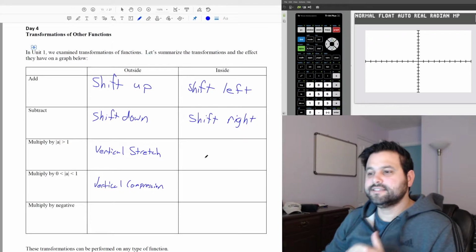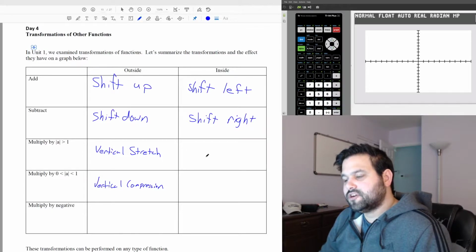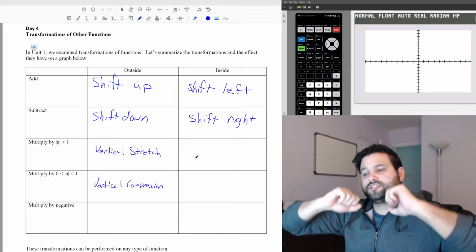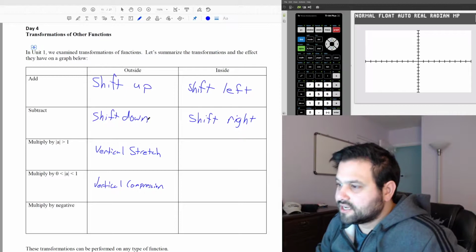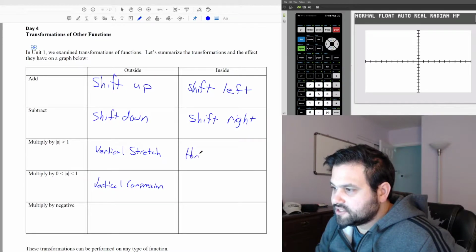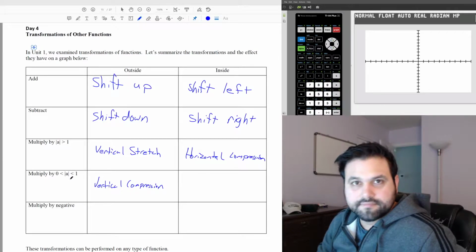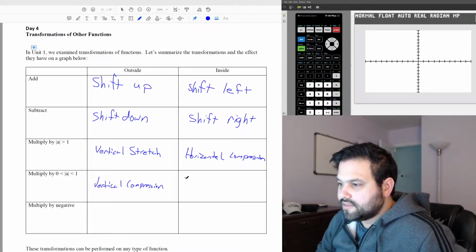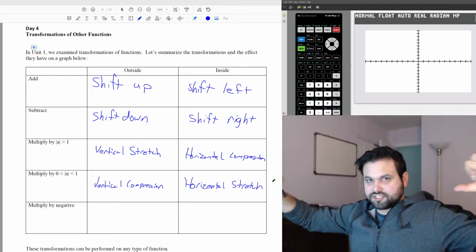If we do those things on the inside of the function, if we multiply by a value that's greater than 1 on the inside, it's going to look very similar to a vertical stretch. It's going to look like stretching it vertically, but instead we're doing it horizontally and we're compressing. So that's a horizontal compression. And again, by a decimal or a value between 0 and 1, that would be a horizontal stretch. So we stretch the function out horizontally.